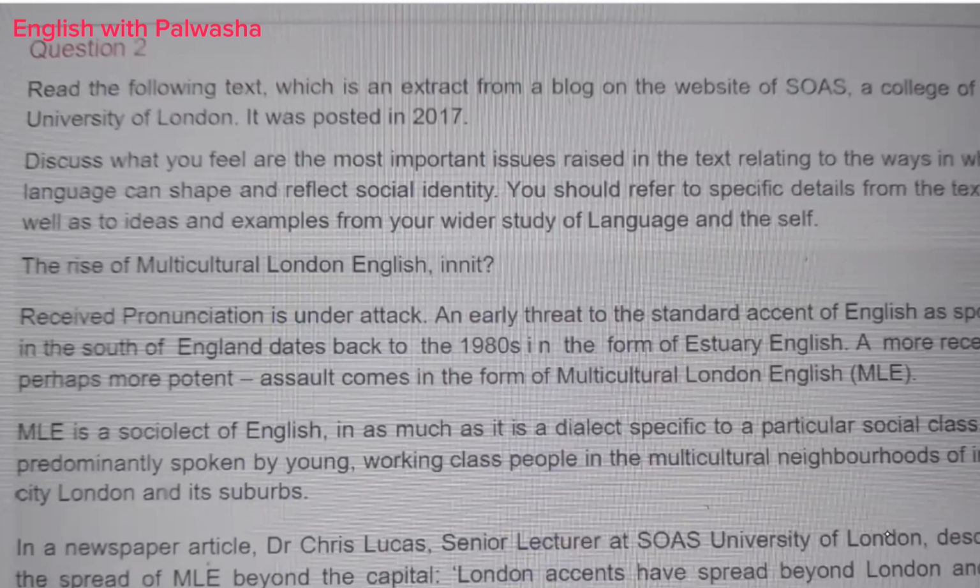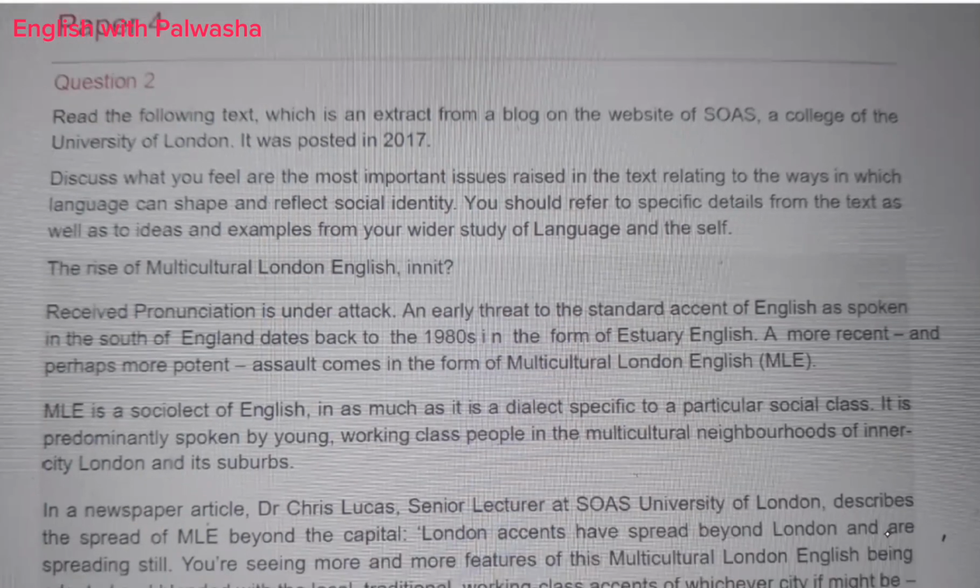Sometimes they use different words, and the command words are always changed. This time the command word is discuss. Discuss means that you have to discuss in detail. You're not going to analyze. Analysis means that you have to read, understand, and analyze it from the perspective of linguistic and literary devices. You need to embed them and analyze it in a proper manner.